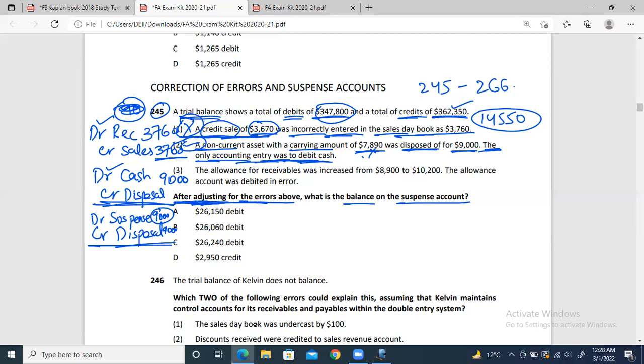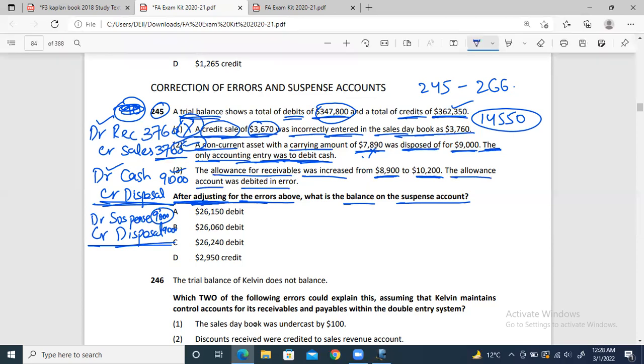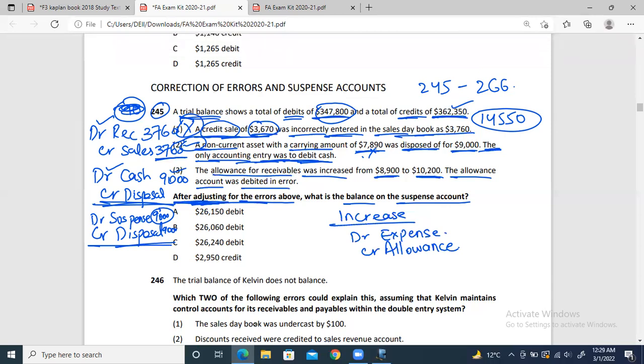Now, the third one, the allowance for receivables. Again, we have studied this chapter. It was increased from 8,900 to 10,200. Now you remember an increase was an expense, right? So the allowance account was debited in error. Do you remember what the actual entry for an increase was? It was credit allowance, because I told you allowance is treated like a liability, and debit expense. That's right. Now the allowance account was debited in error. So what actually happened is that the allowance account was decreased instead of increased, right?